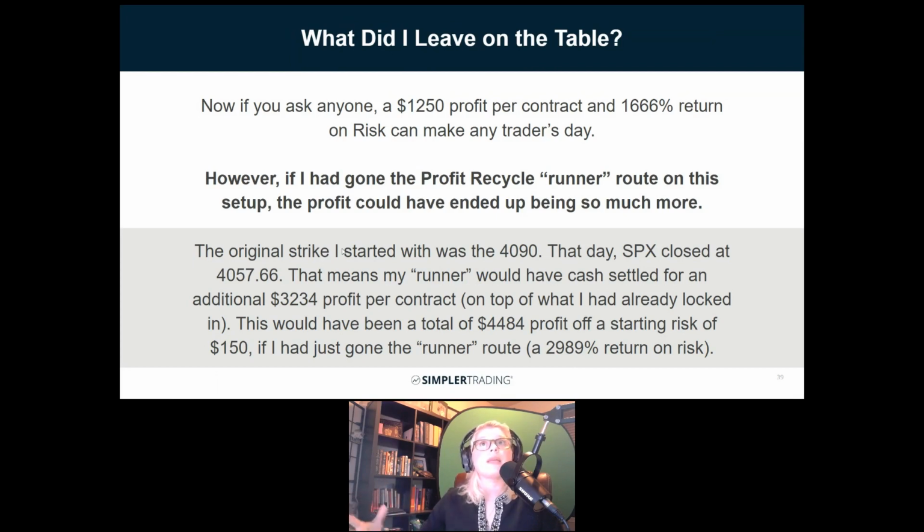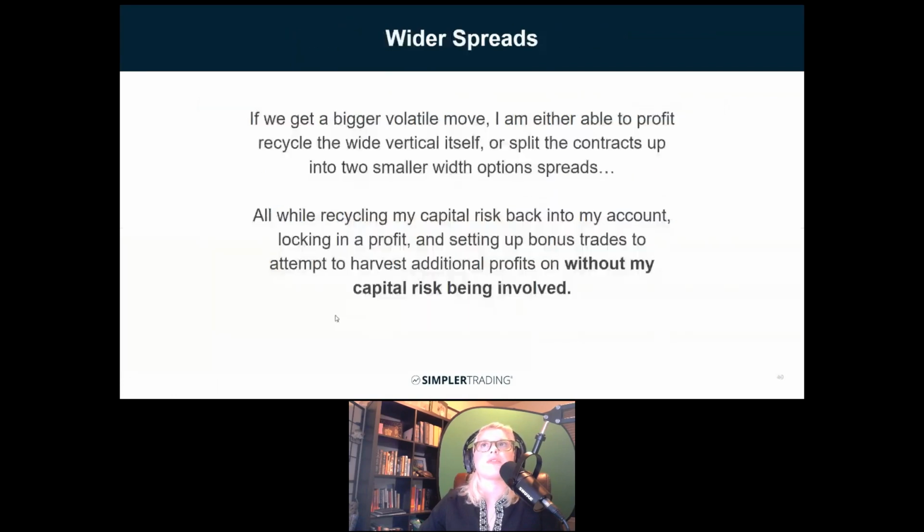So what does that mean? Well, it means that this profit here, combined with the 1250 I would have locked in on the first one, means I would have walked away with a total $4,484 profit with a starting risk of $150 if I had just gone one contract more for the runner, right? And in turn, that would have allowed for a 2,989% return on risk for that day. So this strategy can really benefit you with these volatile moves, but keep your risks still very small, right? And have it work in your favor.